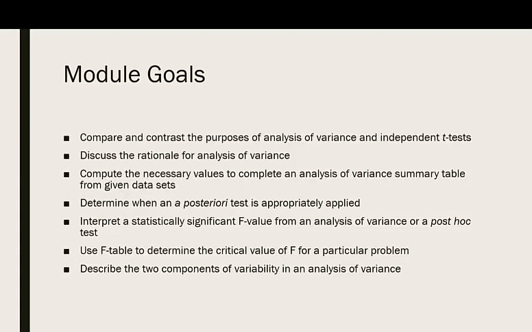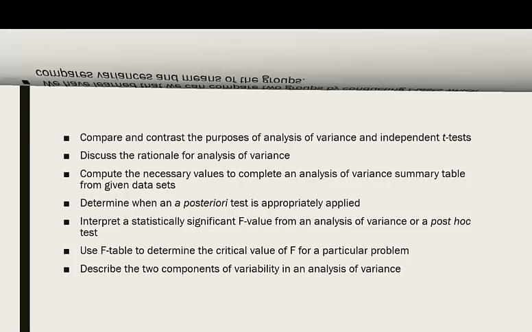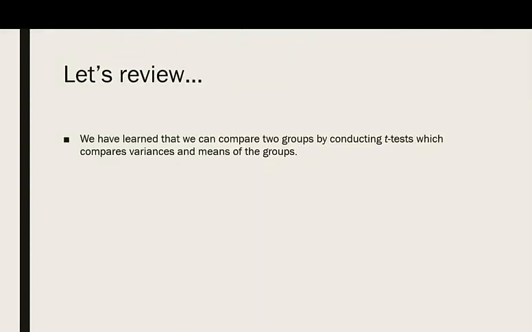Use the F table to determine the critical value for F. And then describe the two components of variability in an analysis of variance. So that is where we're going to start today with these goals in mind. Let's actually begin with a review of what we've been looking at.